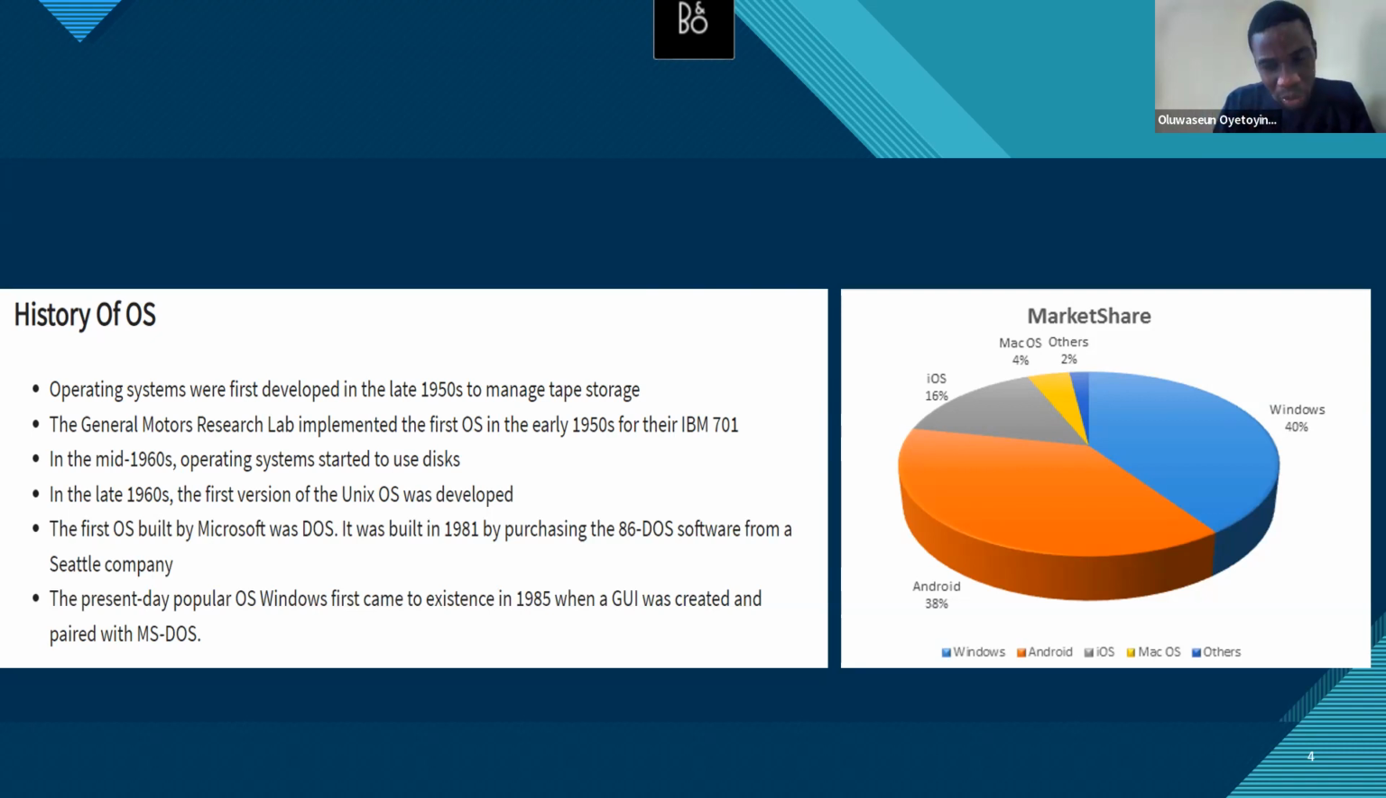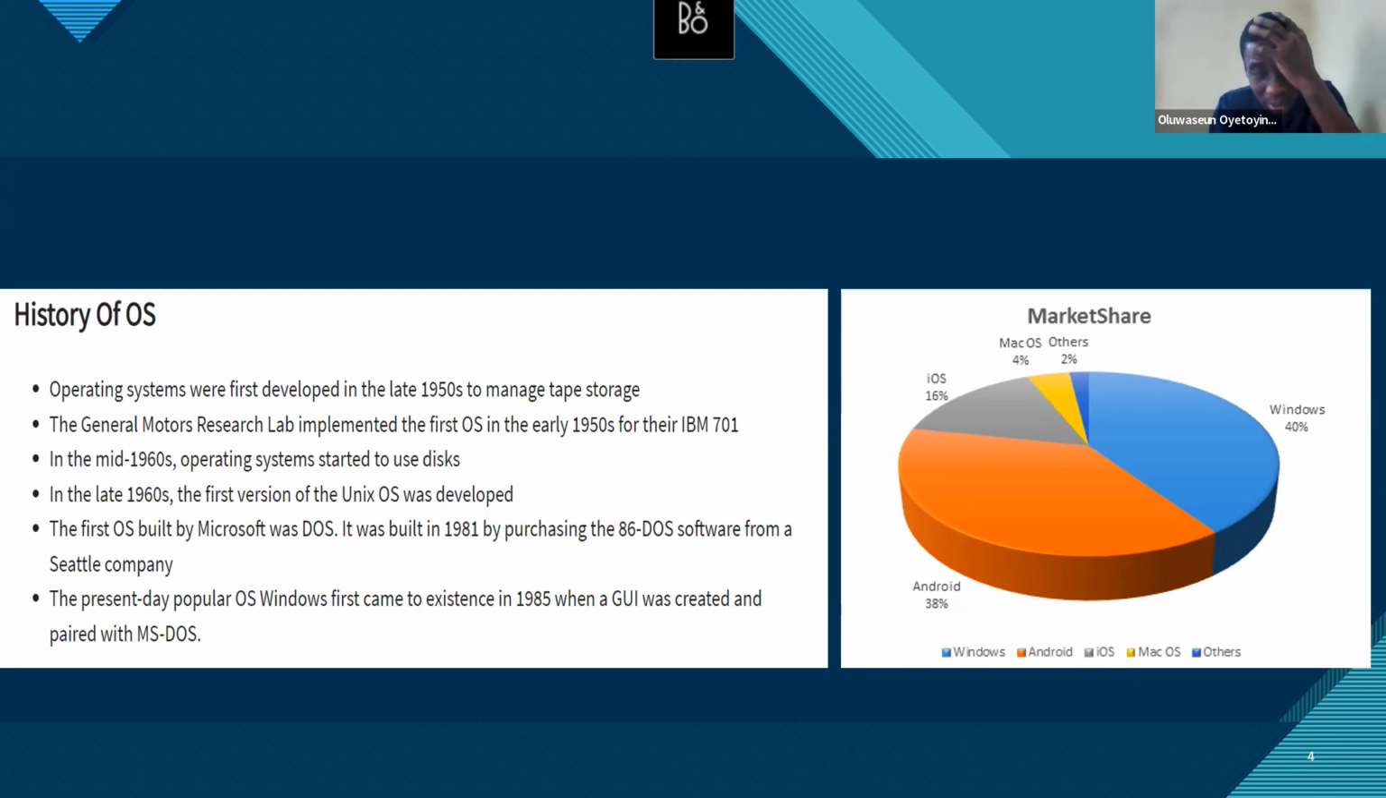Because of the need, as users, we want to have a feel. I don't want to come and just see a black screen all around, just typing something. You want something that will change your experience. And to change that experience, Microsoft decided to create the GUI. They managed the GUI together with MS-DOS. And today we have different kinds of operating systems.